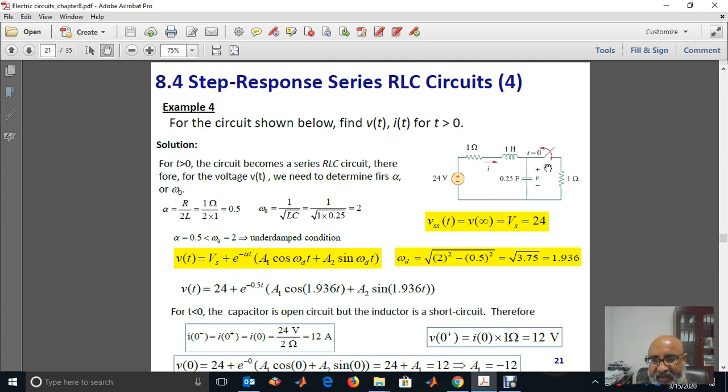Of course, for t greater than 0, the left part of the circuit will be 1 ohm, 1 henry, and the capacitor. Now let's determine alpha.